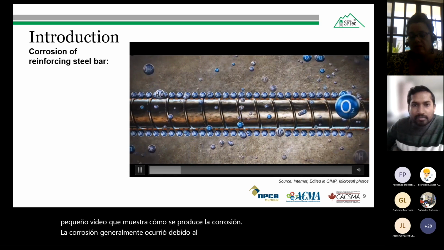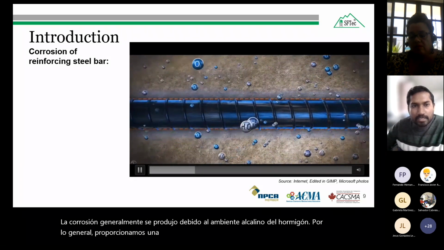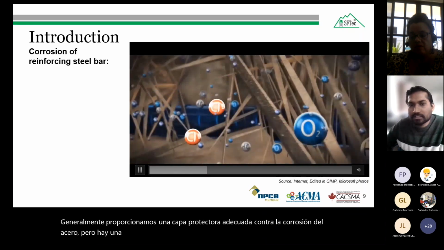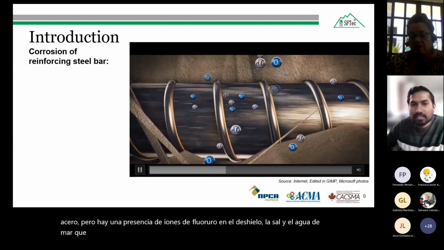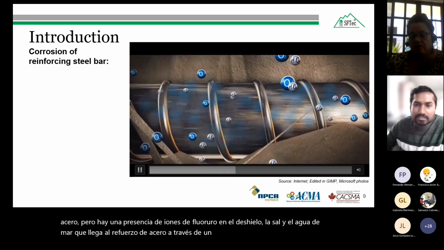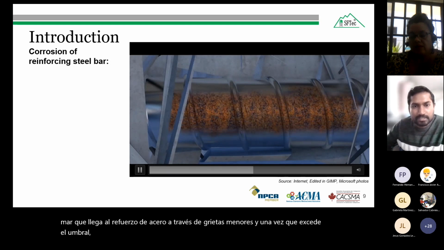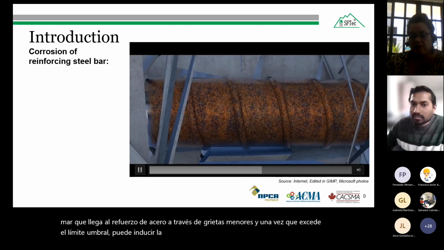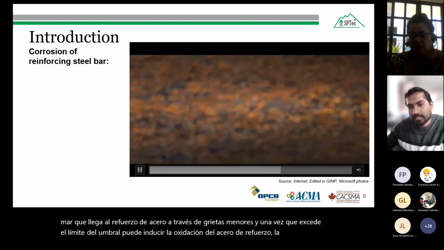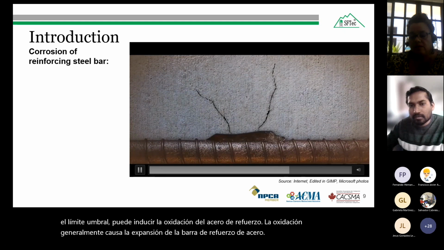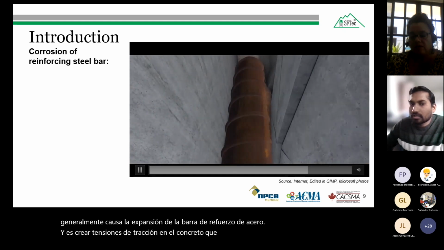which generally provide a proper protective layer against the corrosion of the steel. But there is a presence of chloride ions in de-icing salt and seawater, which reaches the steel reinforcement through minor cracks. And once it exceeds the threshold limit, it can induce rusting of the reinforcing steel. The rusting generally causes expansion of the steel rebar, and it creates tensile stresses in concrete, which lead to cracking, delamination, and finally spalling of concrete cover.